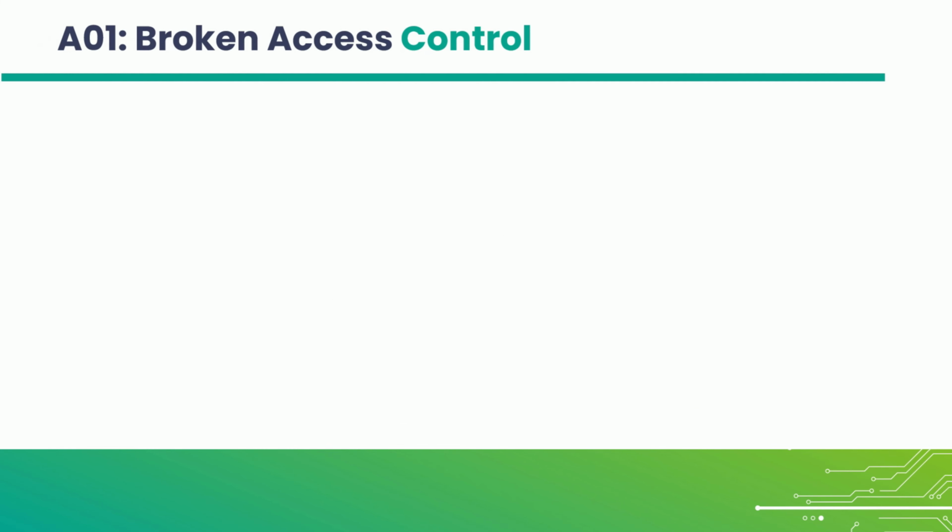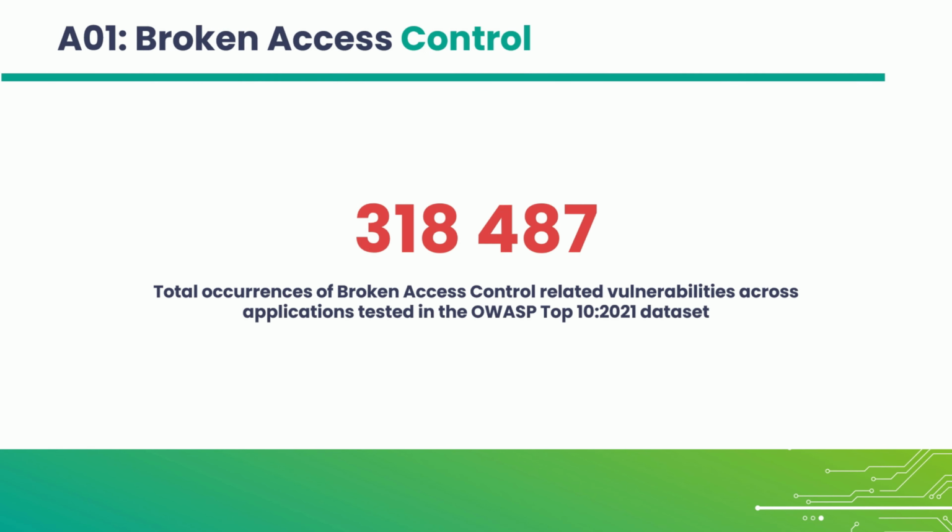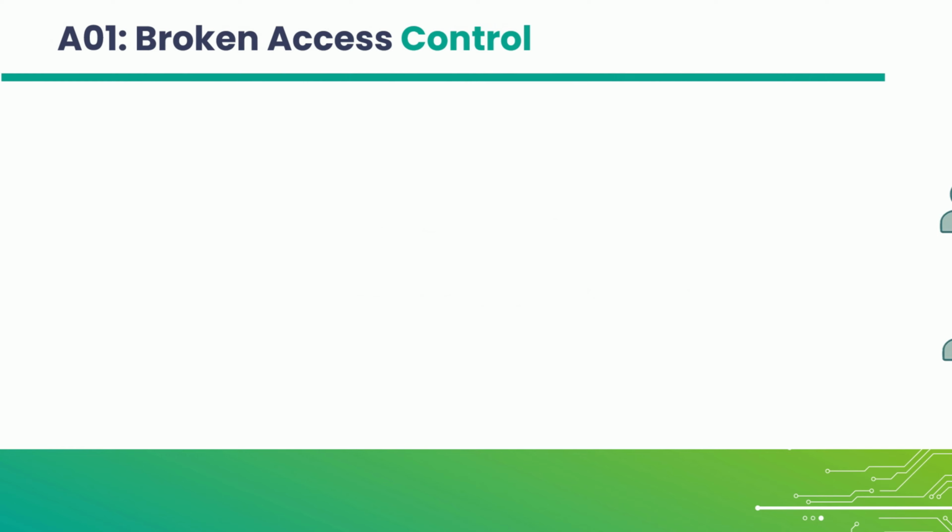Now, let's back this up with some numbers. According to OWASP, over 318 million servers have been found vulnerable to broken access control in just the past few years. This is not theoretical, this is happening. Let's move forward and break this down with a practical example.